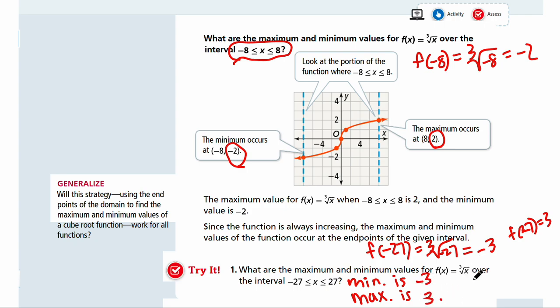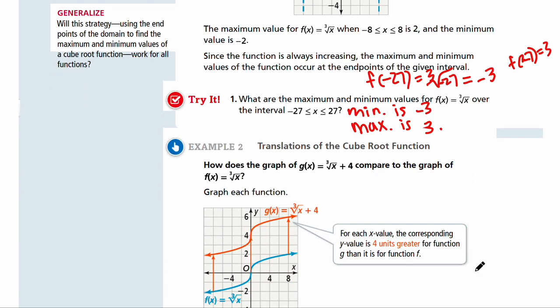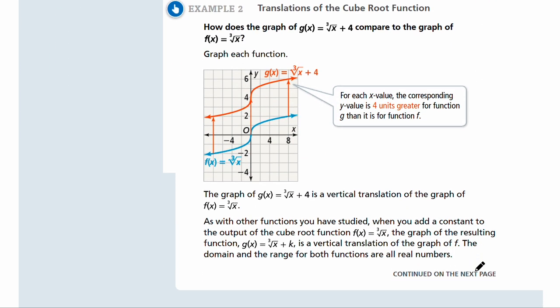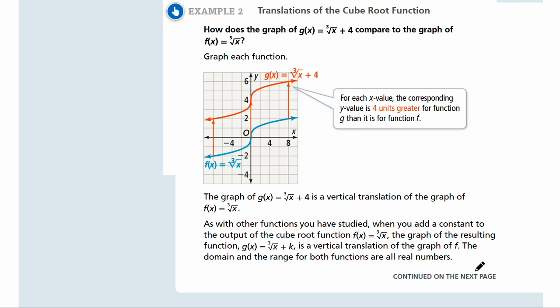Okay, let's look at example 2, translations of the cube root function. How does a graph of g of x equals cube root of x plus 4 compare to the graph of f of x equals cube root of x? So first, we can graph the function. This is the parent function, right? We have the inflection point, like the point at the origin, right? And then the curve goes backwards.